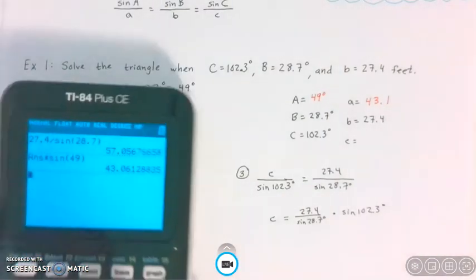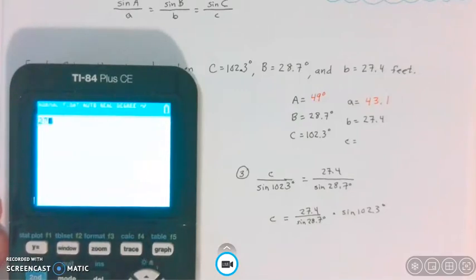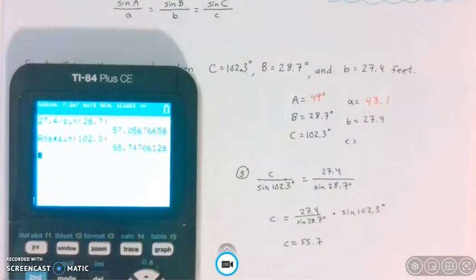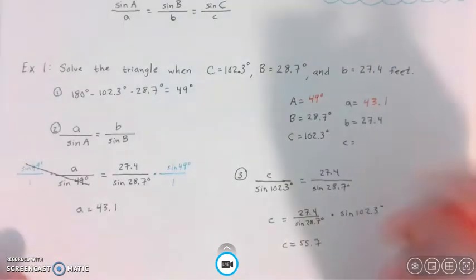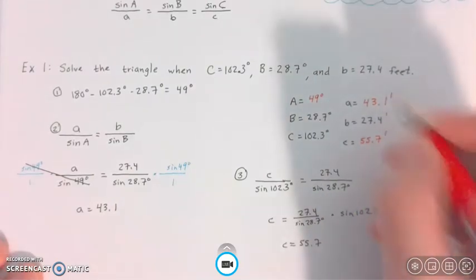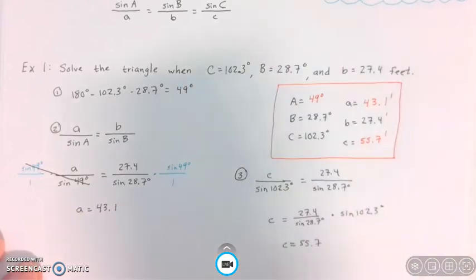So I'm just going to go to my calculator. Sorry about the way that it looks, it looks a little bluish. So I'm going to do 27.4 divided by sine of 28.7. Press enter. And then I'll multiply by sine of 102.3. And I get C is approximately 55.7. These are all feet. And there we go. I have solved for all of the missing sides, so I've completely solved for the triangle.